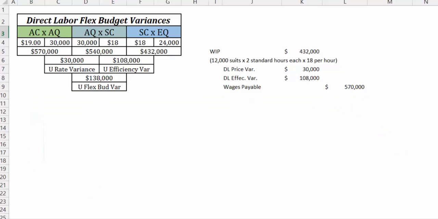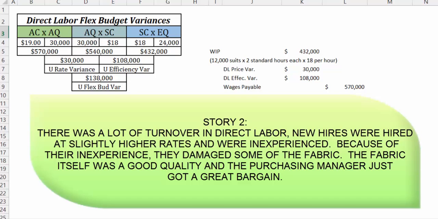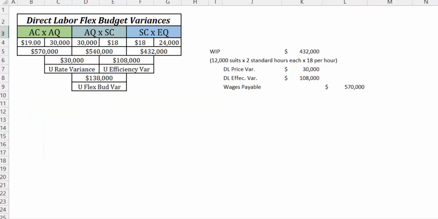Another story with these variances is that we had high turnover. We had a lot of people leave the factory over this period. We had to hire new workers. They came in at a higher wage rate because there's inflation, and they didn't know what they were doing, so they made mistakes and they used additional fabric. Our purchasing manager got a really good deal on quality fabric. The fabric was not the issue. It was all of these new employees. That story is consistent with all of these variances as well.